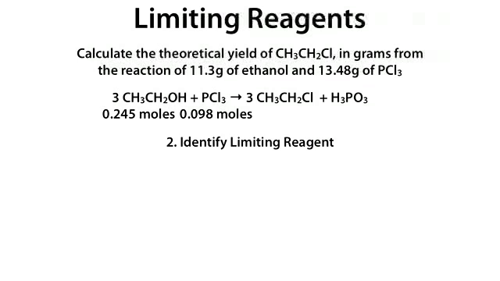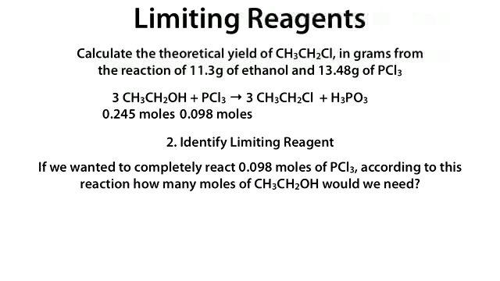Step 2. Identify the limiting reagent. How are we going to do this? What we're going to do is ask each reactant a question. And the question goes like this. I'm going to pick PCl3. I could pick ethanol, but I'm going to pick PCl3.